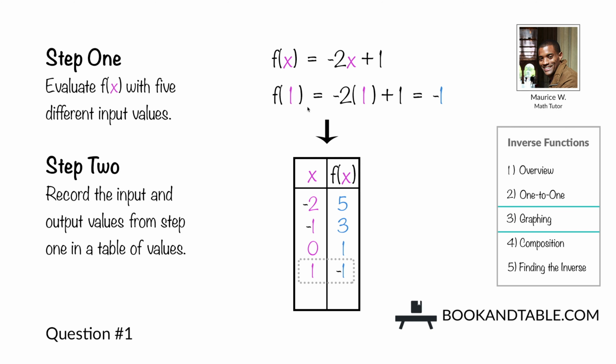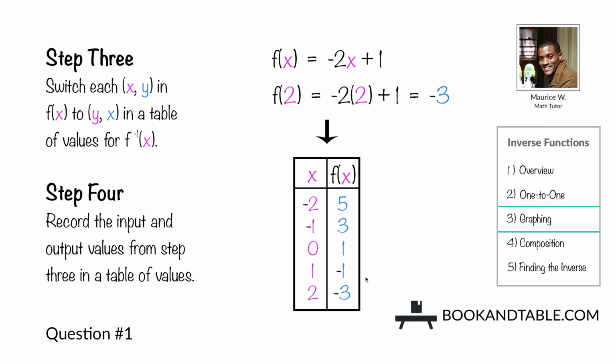F of 1 is equal to -2 times +1, which is -2. And -2 plus 1 is -1. So the x value is +1 and the y value is -1. And f of 2 is equal to -2 times 2, which is -4. And negative 4 plus 1 is equal to negative 3. So the x value is 2 and the y value is negative 3.